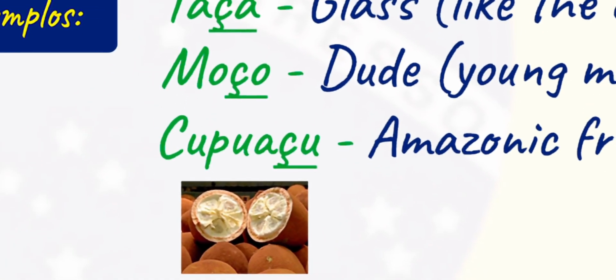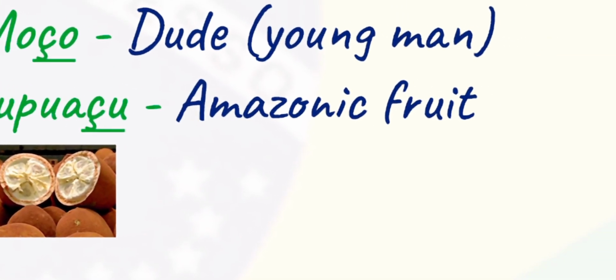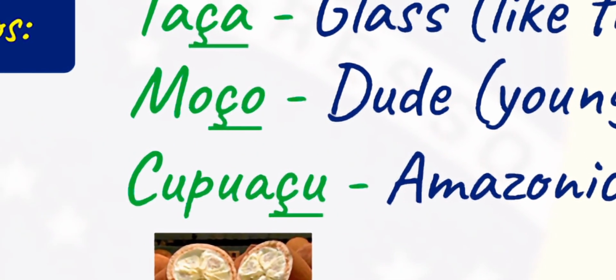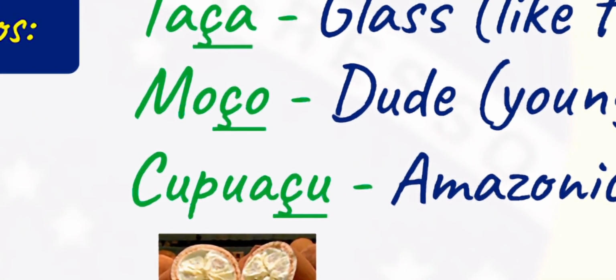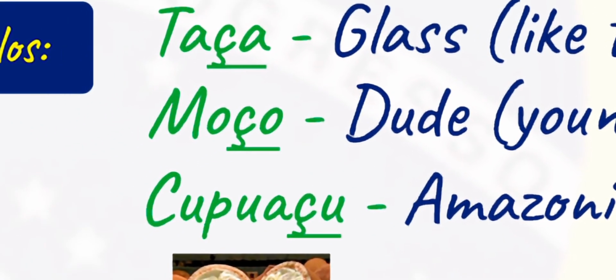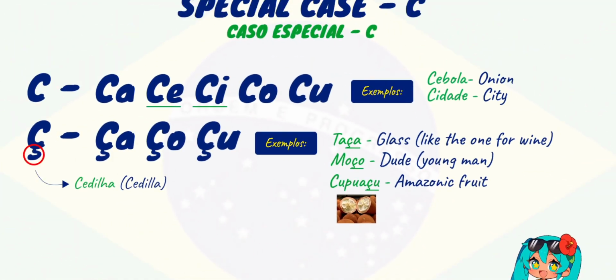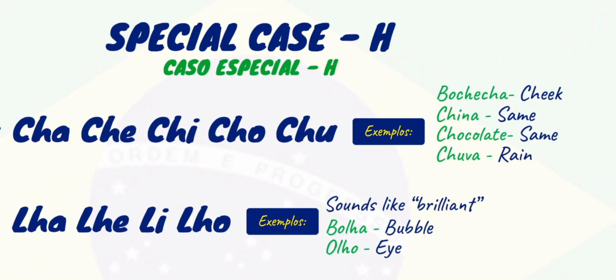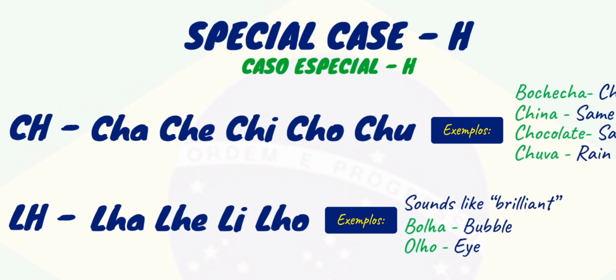And we have cupuaçu. That's an Amazonian fruit, this fruit here. And I chose this word because we have the 2 cases. We have cu and su in the same word. So, cupuaçu. Cu and su. Then we come to H, special case H, caso especial H.